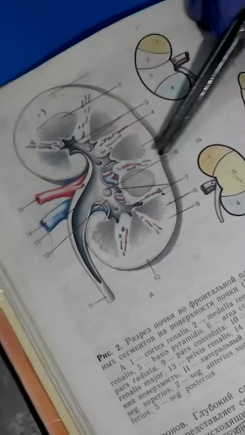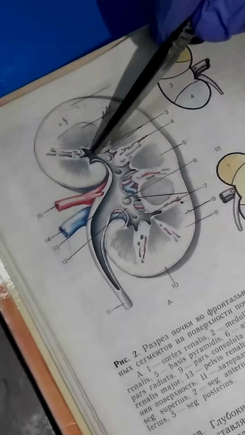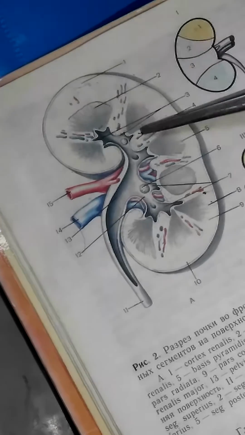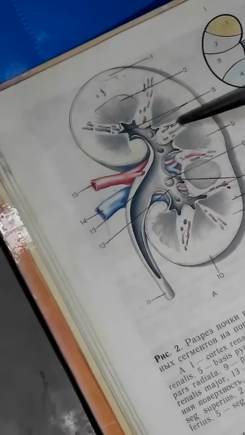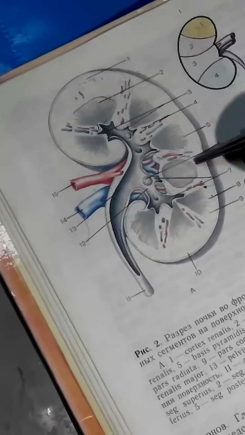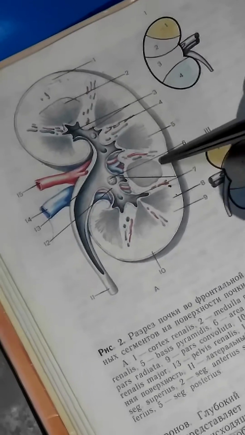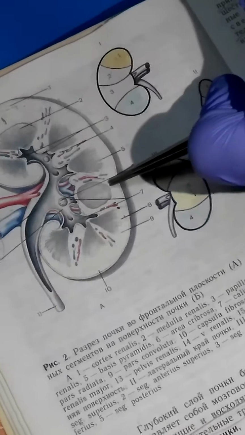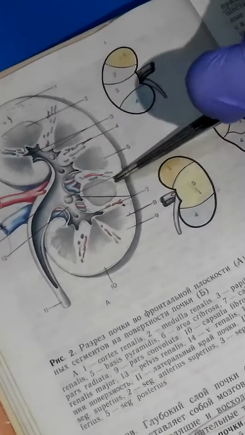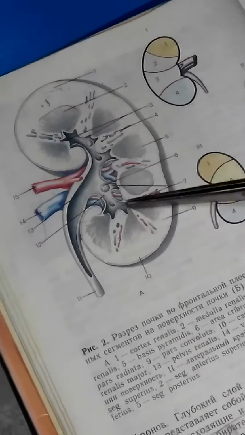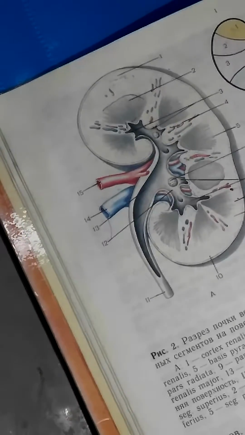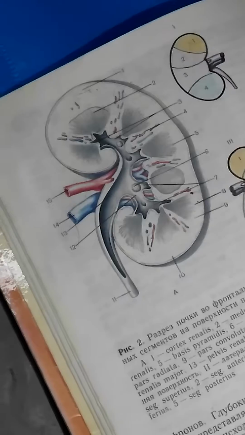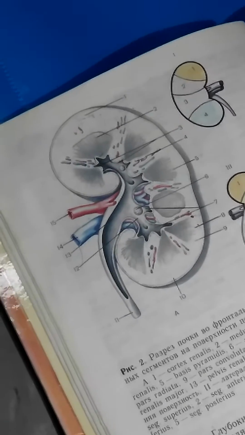Moreover, you must know, look, each lobus renalis is separated by columna renalis. Columna renalis contains arteria interlobaris, vena interlobaris, lymphatic vessels, connective tissue. This one, columna renalis.